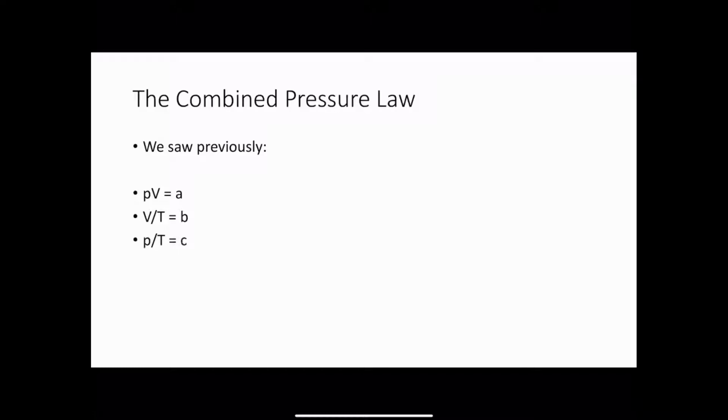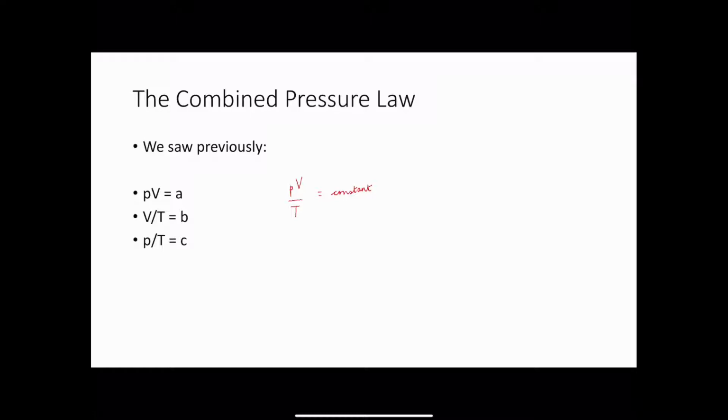Now, if we were to combine these 3 equations, which you do not need to know how to do, we're going to end up with something that looks like this. So our P multiplied by V divided by T is going to be equal to a constant. You don't need to know how to combine those 3 laws to get this, but you do have to know that that's what it would roughly look like.